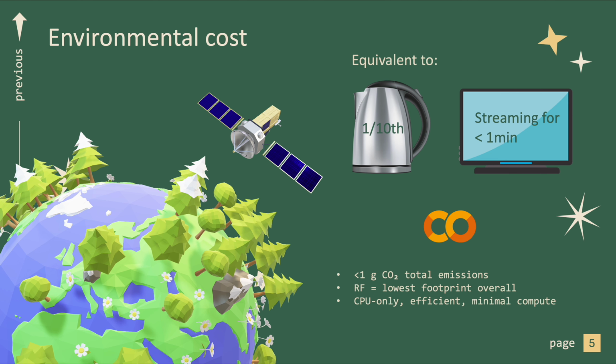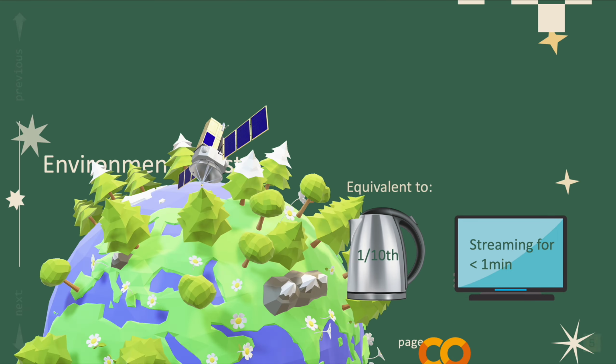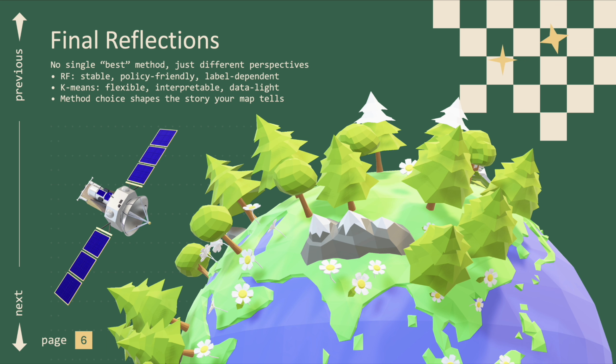But tracking this helps reinforce habits of low-impact computing. Using CPU-only Colab, normalized pipelines, and avoiding redundant computations are key to this. Ultimately, this project doesn't aim to prove that one method is better than the other, it's about understanding how each one sees the urban landscape differently.